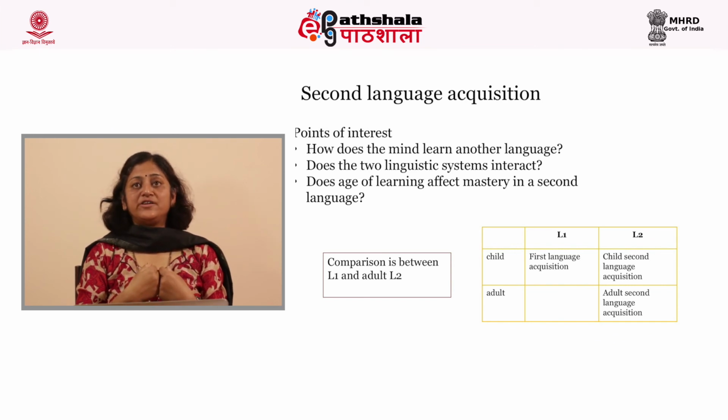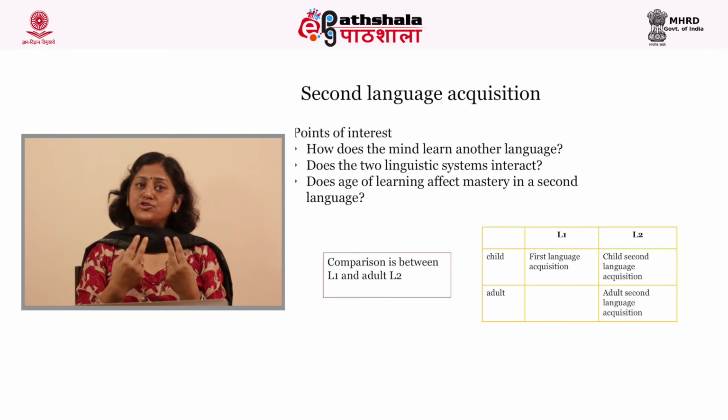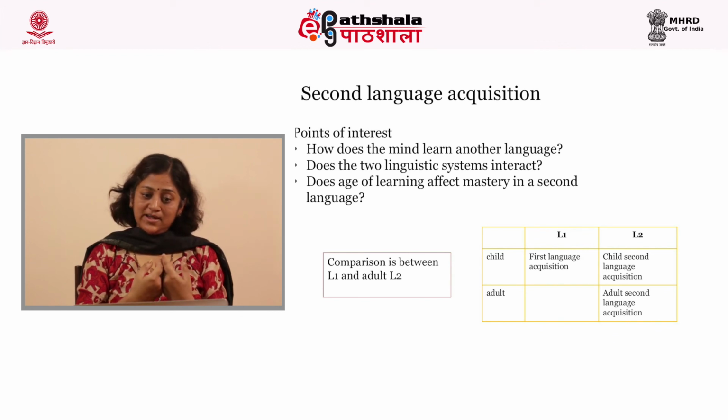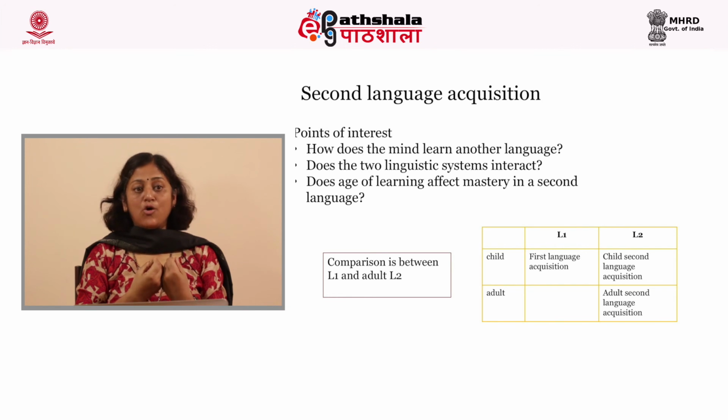The second point of interest is, if there are two linguistic systems, that is the first language and the second language, in the mind, do they interact? And if they interact, is there any effect of age and maturation on the learning? Do they interfere with each other? Does learning become difficult when you are older? These are some of the issues that we are looking at.